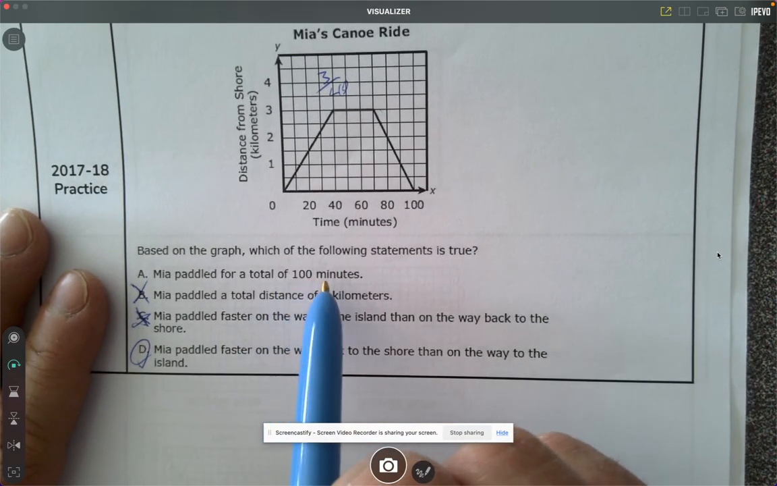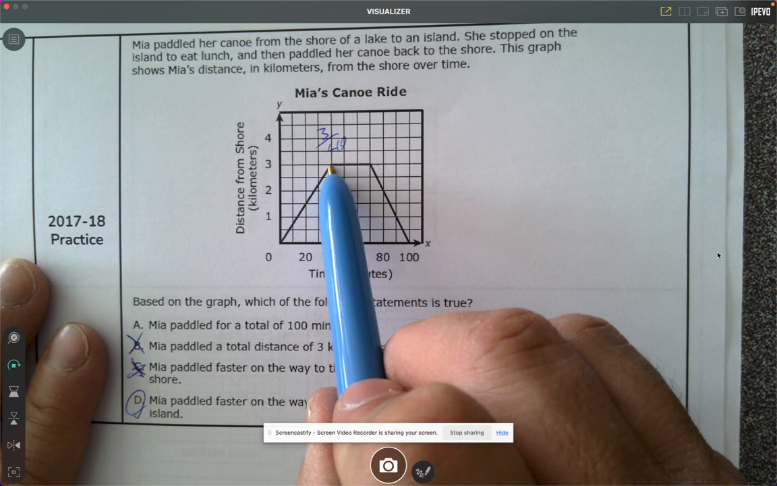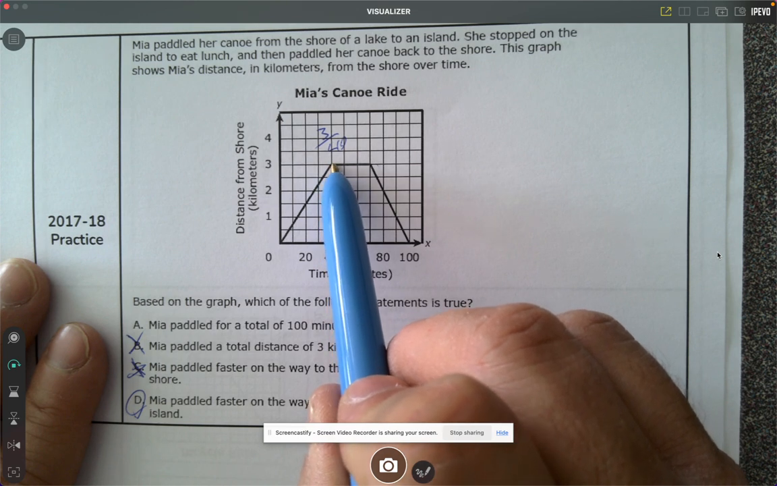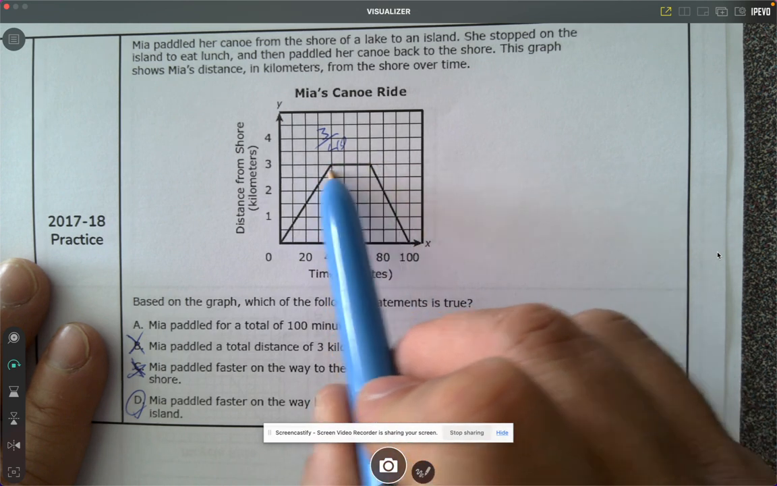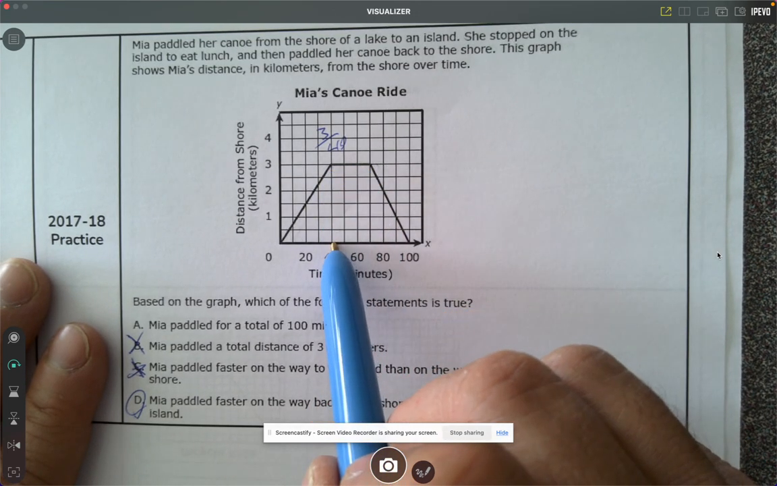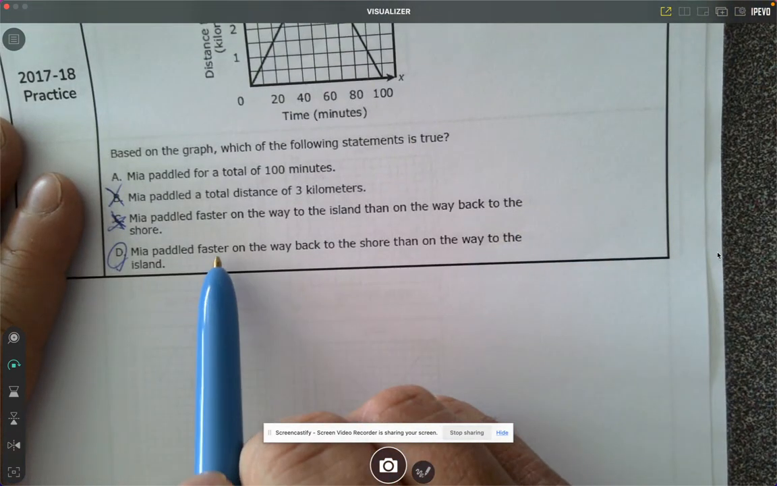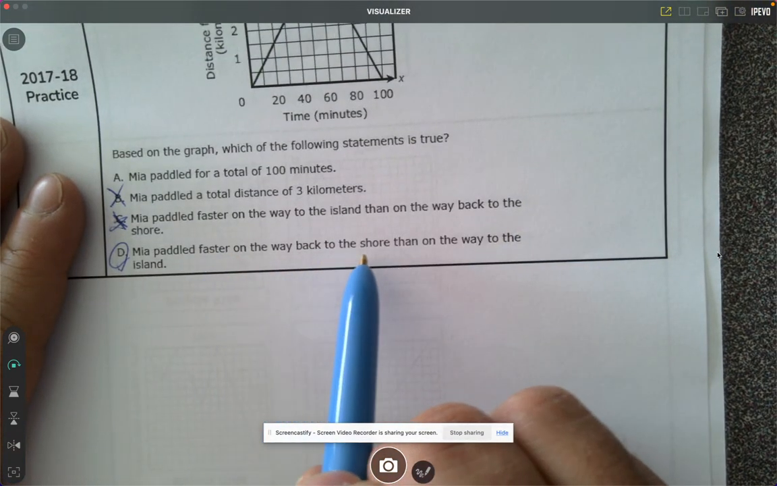Because she didn't paddle for 100 minutes. Because if you look, when she gets here, from 40 minutes to 80 minutes, her distance is not changing. So she's not paddling here. She's having lunch. So she didn't paddle all 100 minutes. So the correct answer is she paddled on the way back.